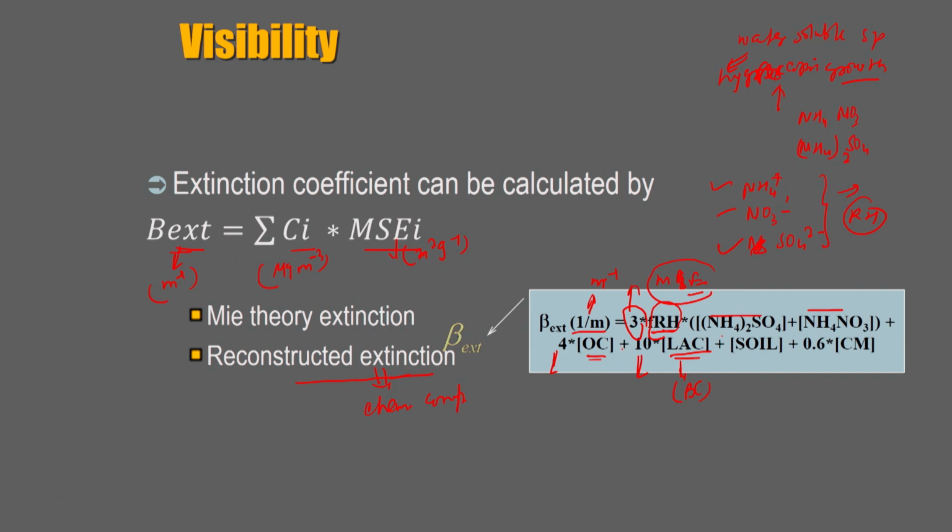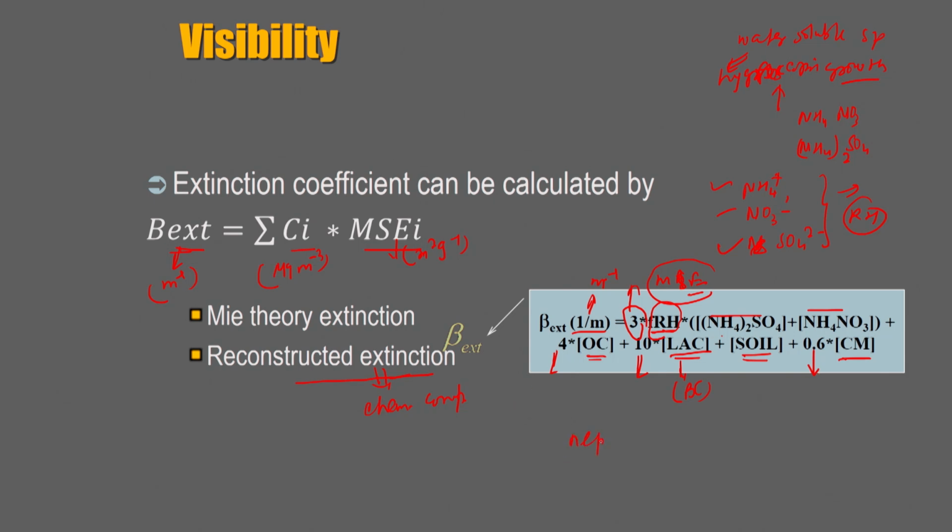And then you have soil. Soil has a very small absorption efficiency. You can put it here, but the mass absorption efficiency for soil you can calculate. And then you have coarse mode particles. The mass scattering efficiency is taken here as 0.6. So based on this, you can reconstruct.